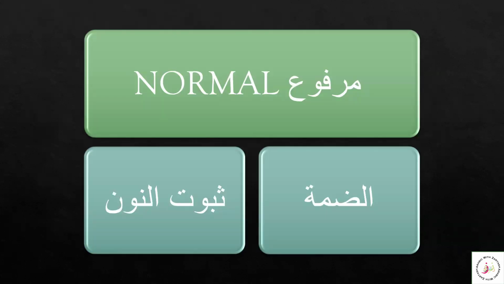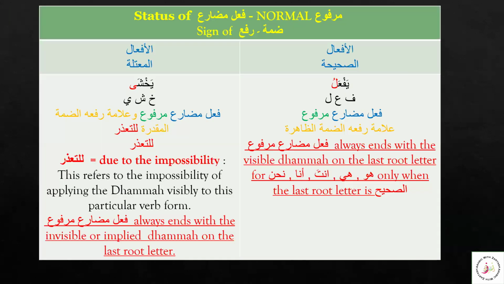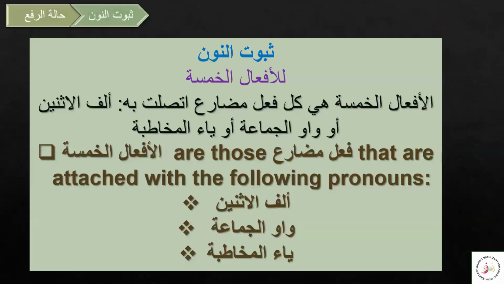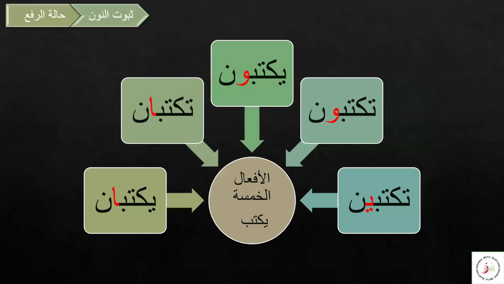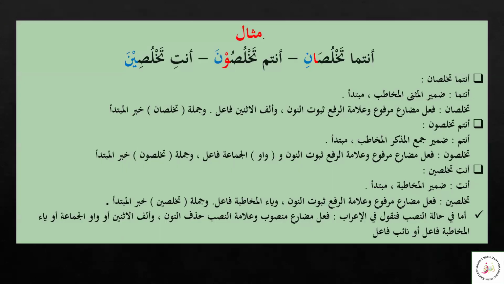Then we learned about the marfu state in detail, when we have the dhamma and the subut noon. We learned about af'al al-sahiha and af'al mu'talla. And we learned that the subut noon for the halat rafa is attached only with alif al-ithnain, wa al-jama, and ya al-mukhataba. That can be seen in this marfu chart that we learned. Then we did examples for fi'l mudari marfu as well, and we learned how to write the i'rab for them.